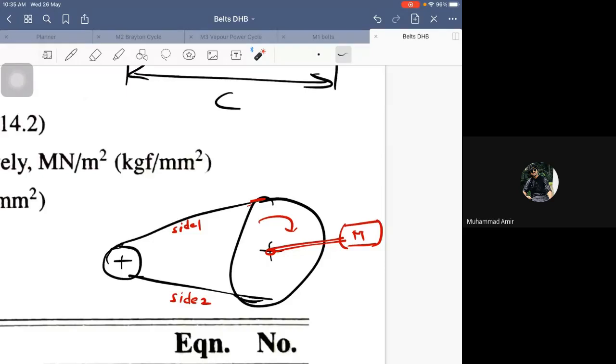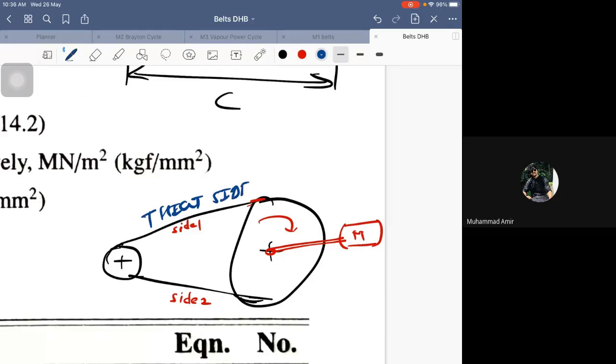On which side? Yes, exactly. Very good, Kev. On which side would the tension be more, whether it is on side 1 or side 2? Side 1, isn't it? Good. So you have to imagine how exactly it looks. Very good. So that's why this particular side is known as the tight side.